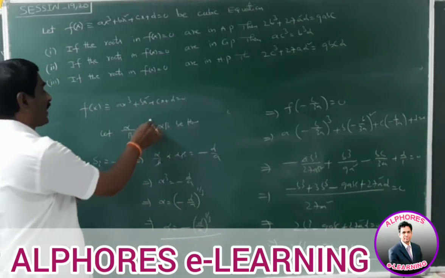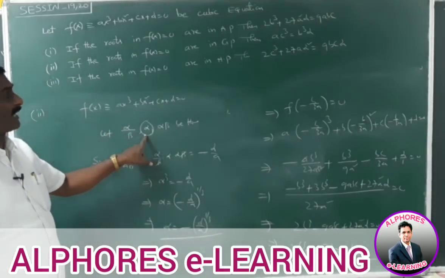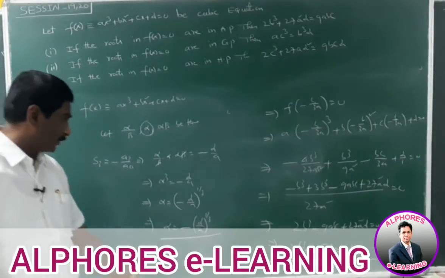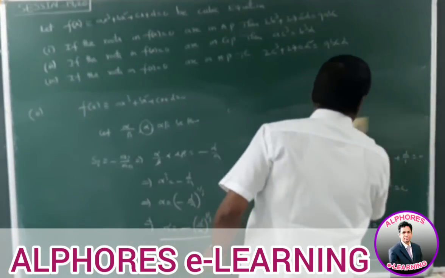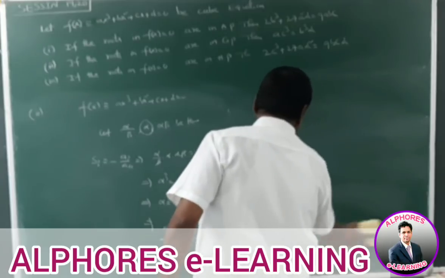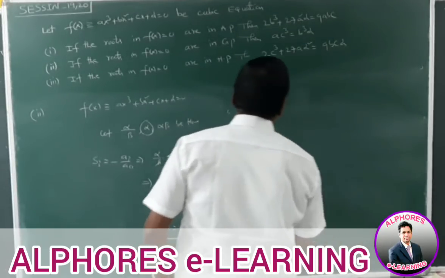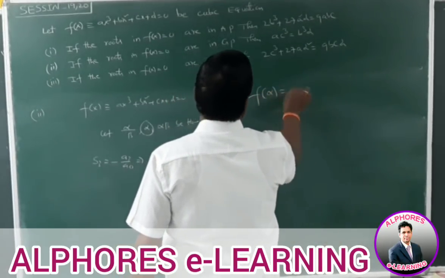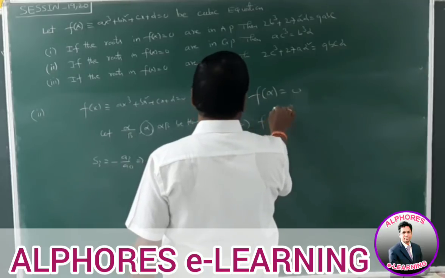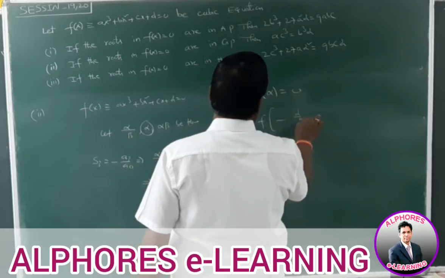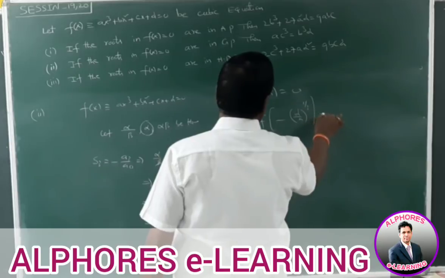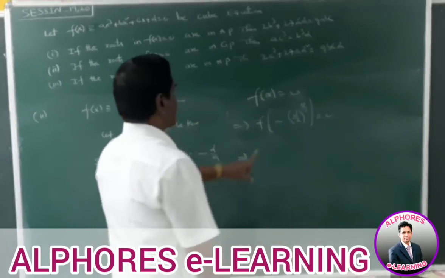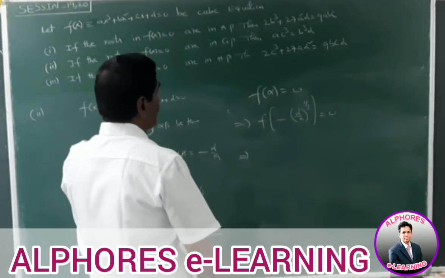But alpha is one of the roots in this equation. Similarly, f of alpha is equal to 0. That means f of minus of D by A whole power 1 by 3 is equal to 0. Put x is equal to minus D by A whole power 1 by 3 in this equation.